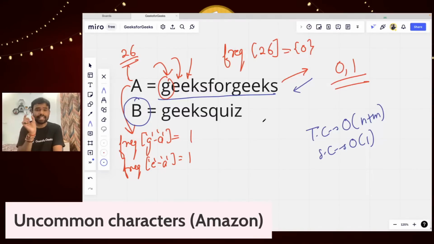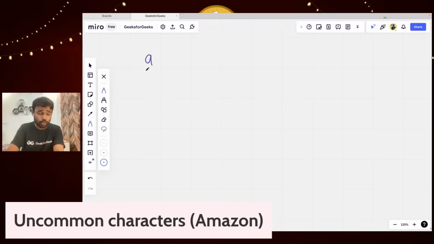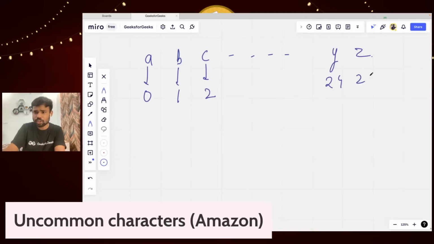We are subtracting A because we want the index of that character. At zero index A is present, at first index B is present, at second index C is present. If I write A B C D in alphabetical order, this will be the indexing of it. To find this indexing, we have to subtract it with A.